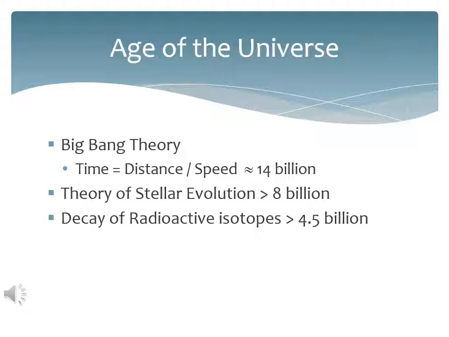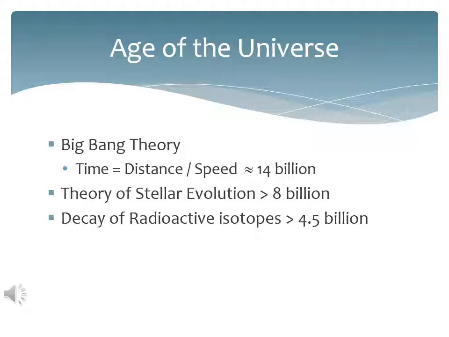Now, one of the things you love to do in science is cross-check your results. And so is there some way that's independent of the Big Bang Theory that'll give us some cross-check, some validation of that number? And there's several of them. A couple of them are the theory of stellar evolution and decay of radioactive isotopes. In theory of stellar evolution, what we're really looking at is nuclear physics. How fast does nuclear fusion take place? Because the faster the fusion takes place, the quicker the stars burn out.